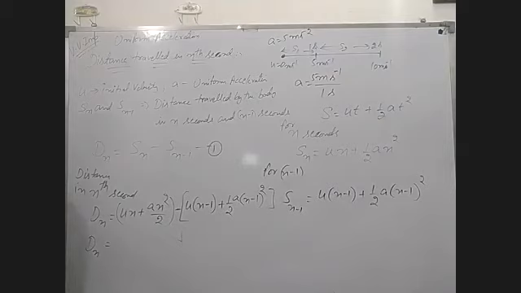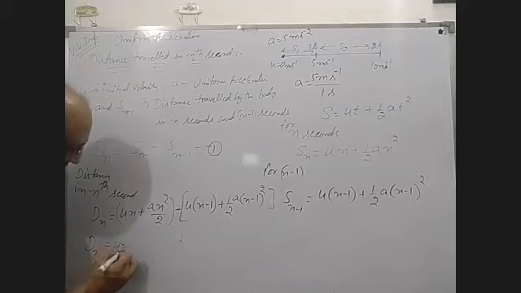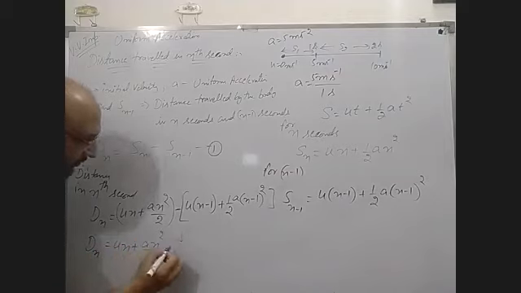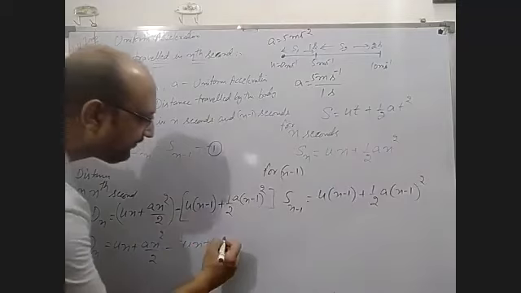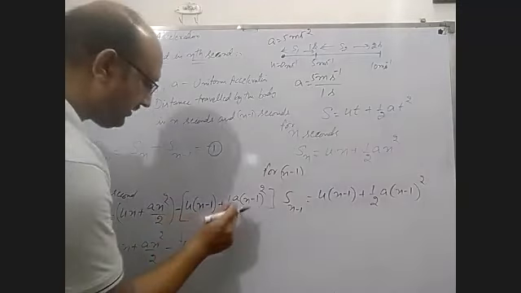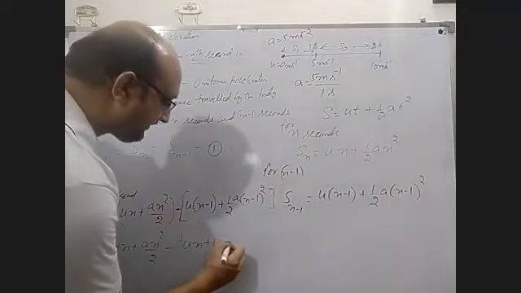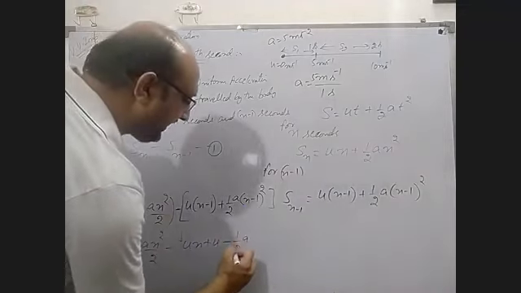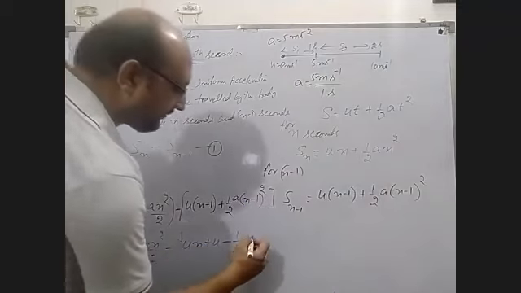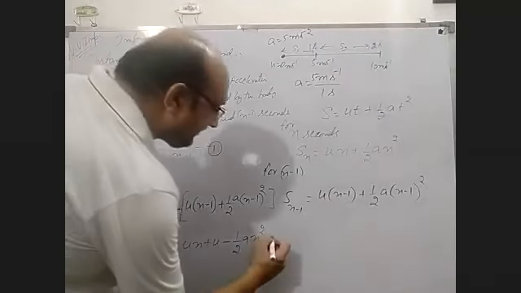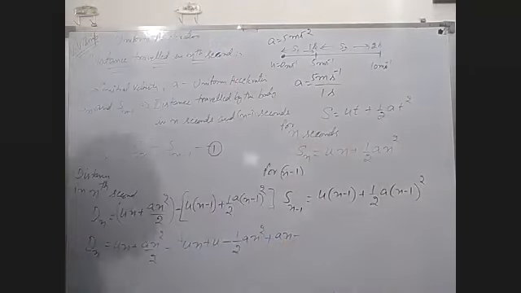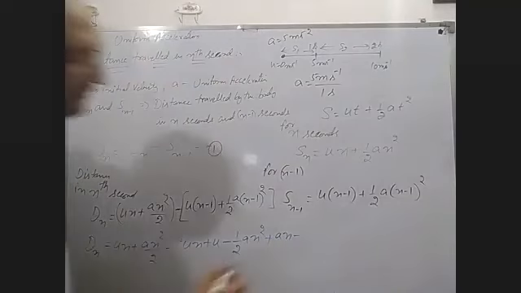By solving, you can write u n plus a n square by 2, minus, multiply this, u n minus u plus a, minus 1 by 2 a (n minus 1) whole square, a n square minus half a n square plus a n minus, we can write, a by 2.